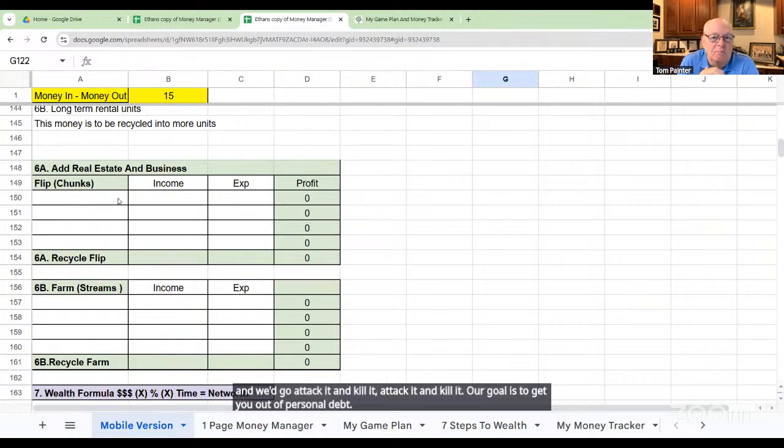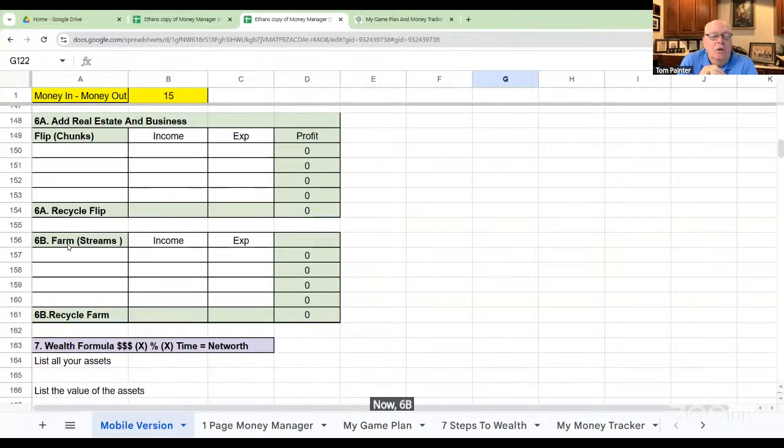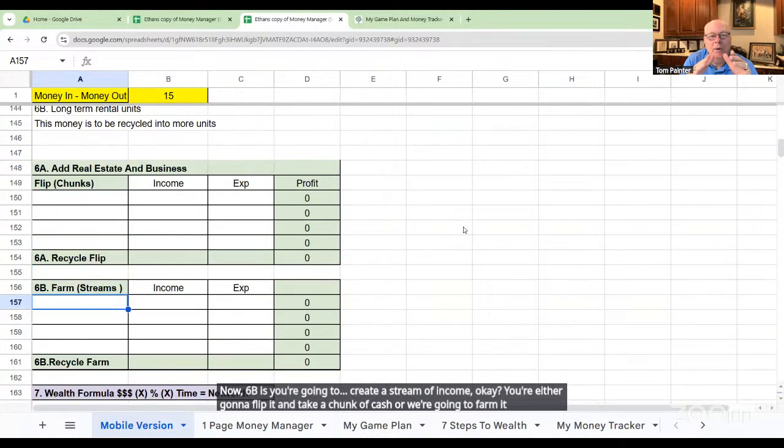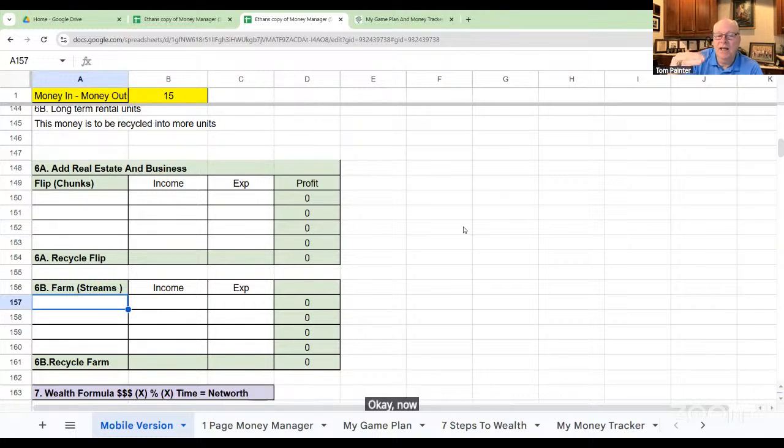Now, 6B is you're going to create a stream of income. You're either going to flip it and take a chunk of cash, or we're going to farm it and get a stream of income. Now, what's a stream of income? A stream of income is a rental unit. Now that's our next phase, but it's a rental unit.